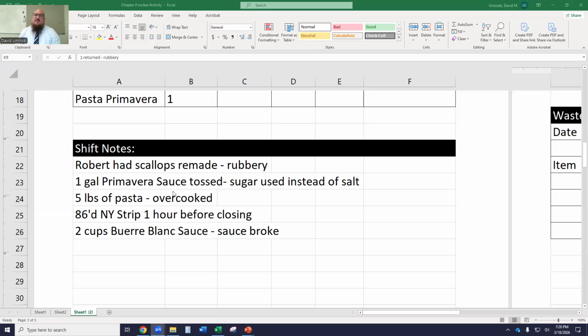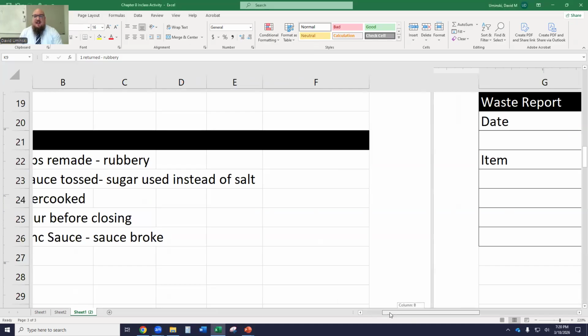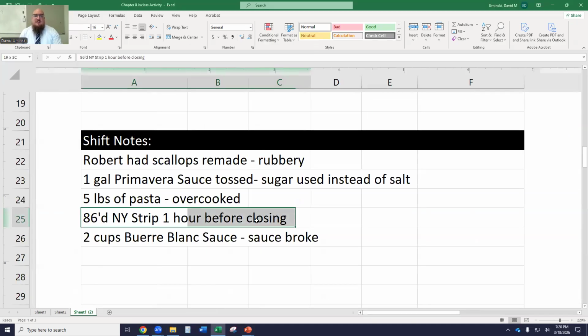All right, so let's look at our shift notes. And speaking of wasting items, which of these 5, the only one that's not having to do with wasting items is this running out, the steaks that we ran out of. So each one of these 4 items were wasted. It's important to look at our shift notes.